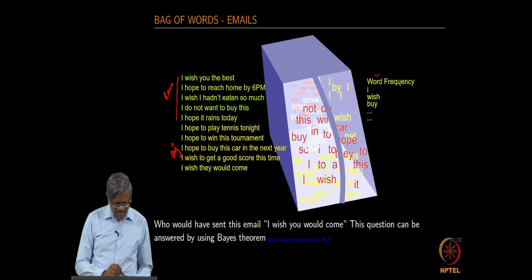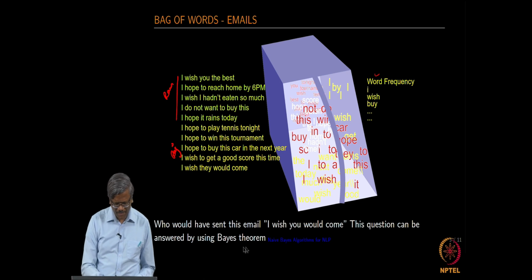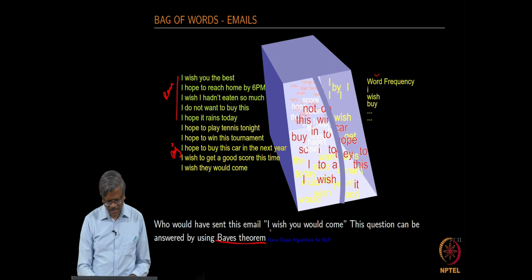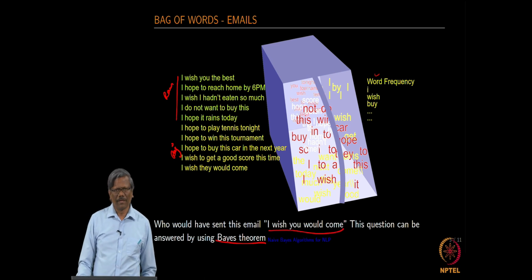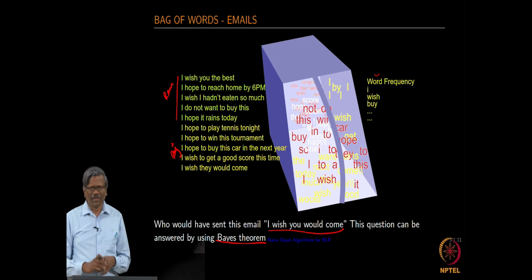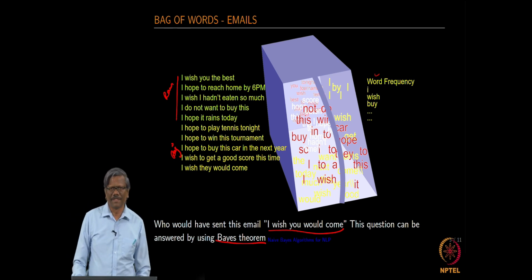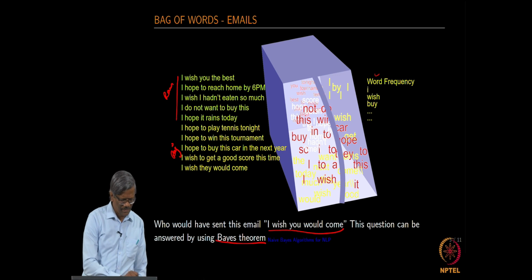Again, in this case we are going to be looking at Bayes theorem to find out whether the mail had come from either Ram or Raj. Bag of words is going to be part and parcel of this algorithm for us.